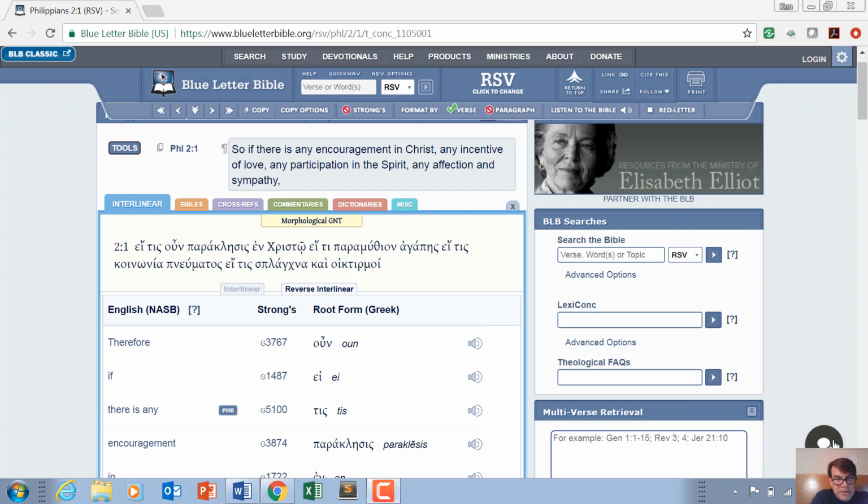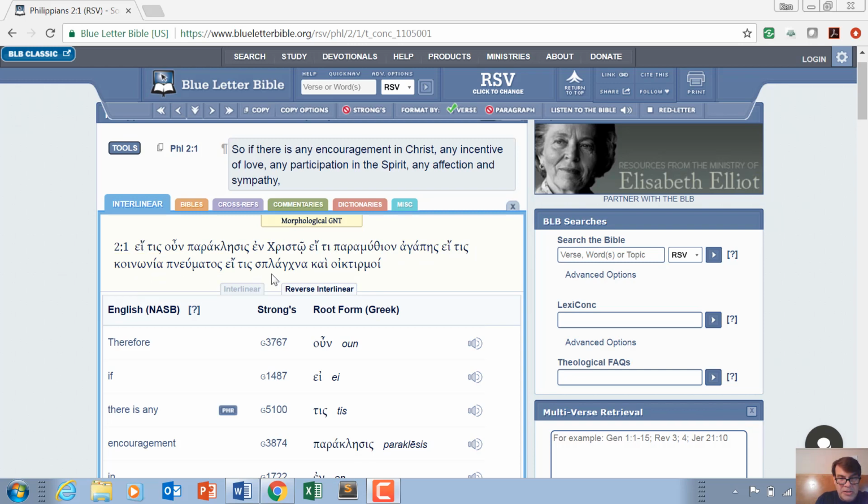If you look at the tis, we have this several times. You have a tis here, a ti here, a tis here, a tis. Notice what's going on with the accents. You probably know this by now, but tis is the indefinite pronoun. This one is feminine because it goes with paraklesis, which is a feminine noun. Ti is neuter because parathumion is neuter, and then we go back to tis, feminine, because koinonia is feminine.